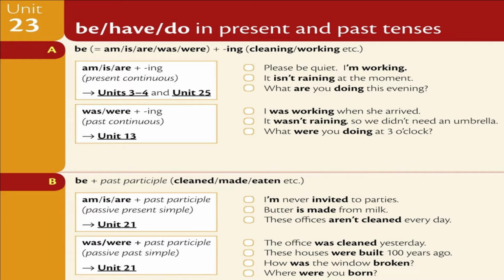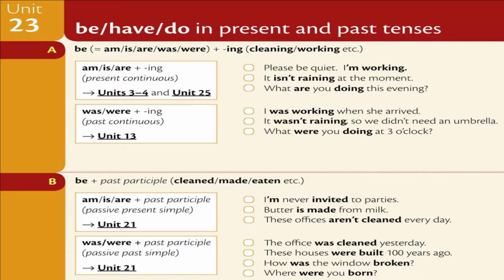Now, was, were plus ing. This structure is used in past continuous tense. For example, I was working when she arrived. It wasn't raining, so we didn't need an umbrella. What were you doing at 3 o'clock?